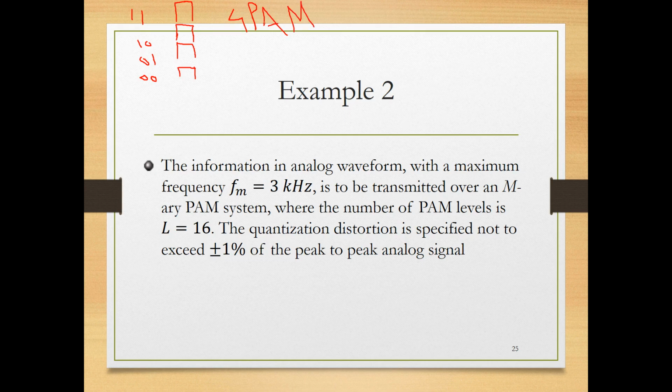Why do we call it 4? Because we have 4 different possible amplitude values. Here in this question, I'm saying that this M is equal to 16, or let's say L. I'm defining it here in the question as L. It's 16, has 16 values. The quantization distortion is specified not to exceed plus minus 1%.